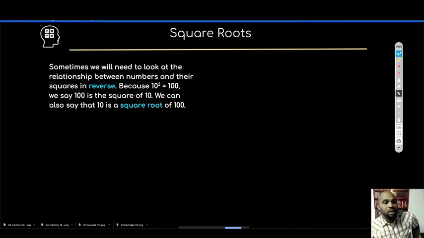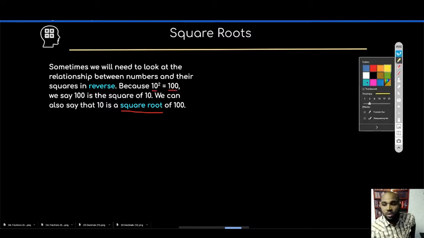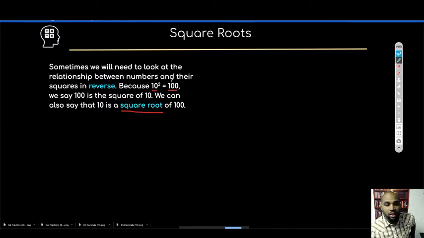Sometimes we'll need to look at the relationship between numbers and their squares in reverse. So we talked about 3 squared is 9, but what if I went backwards? Because 10 squared is 100, we say that 100 is the square of 10. But we can also say that 10 is a square root. That's an important word. If I want to work backwards, 10 is a square root of 100. Just like 100 is the square of 10, 10 is the square root of 100.